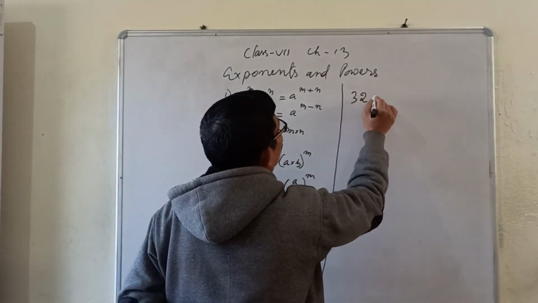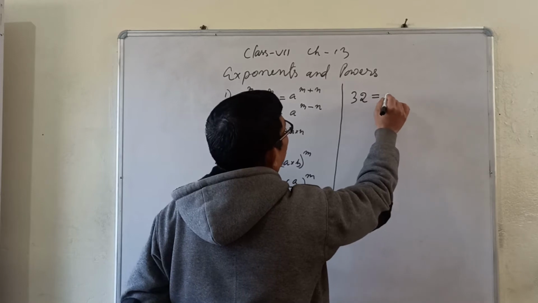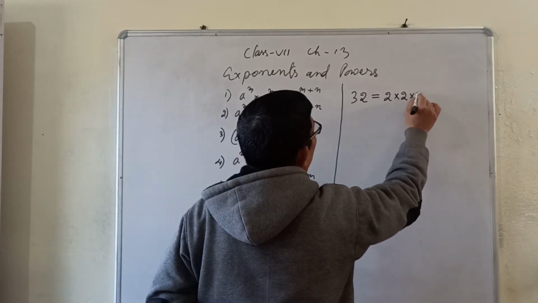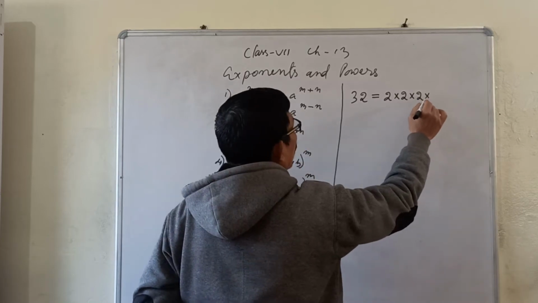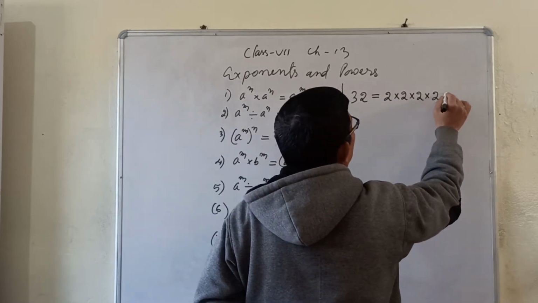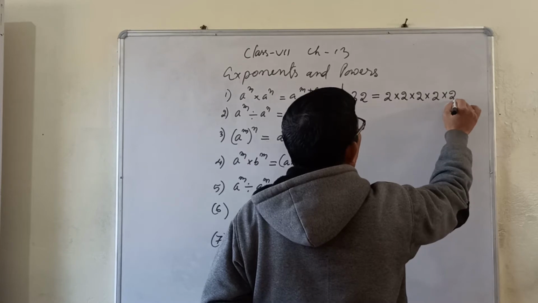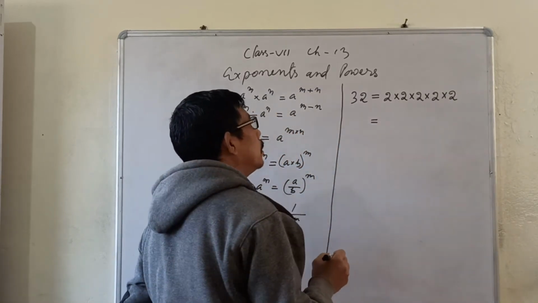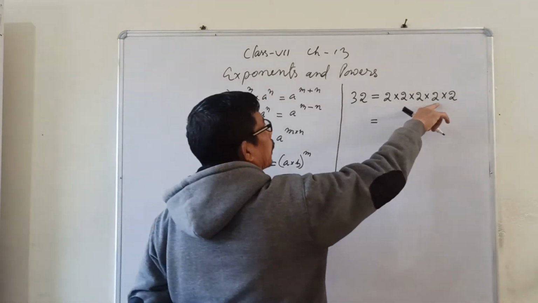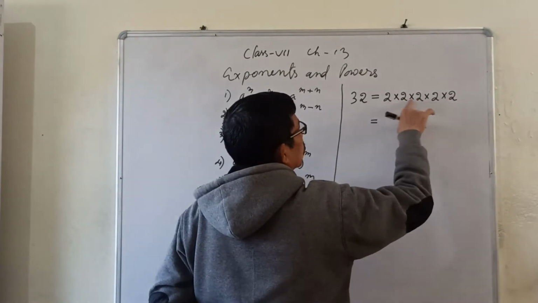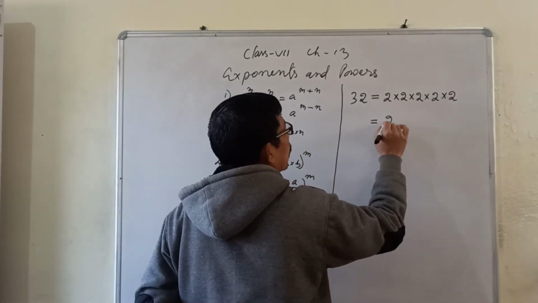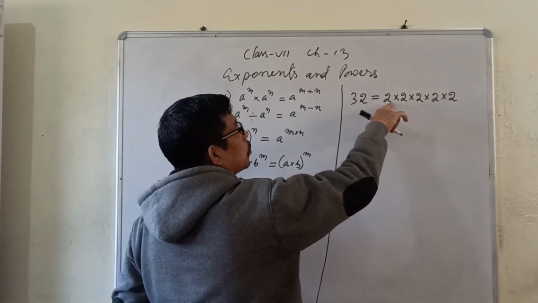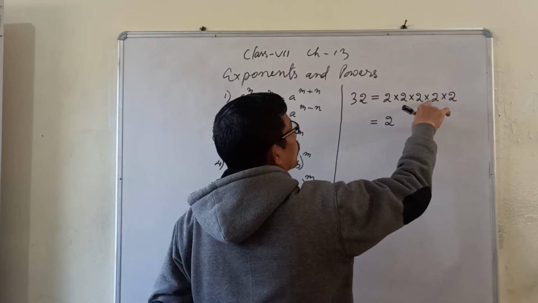32, you can write 2 to the 4, 4 to the 8, 8 to the 16, 16 to the 32. What number are we multiplying? The same number, that is 2. You write this 2 here. And how many times is this number 2 multiplied? 1, 2, 3, 4, 5.